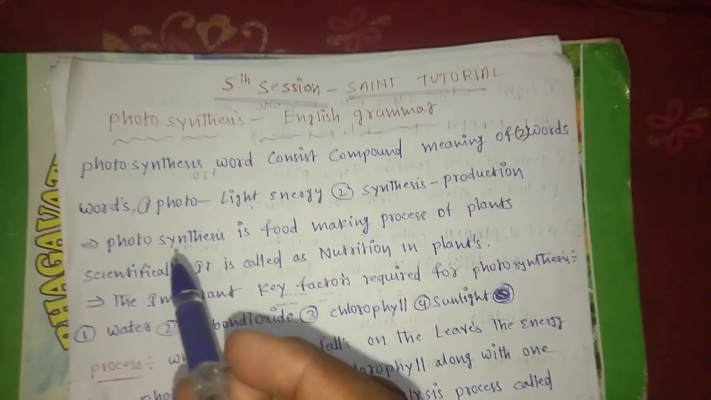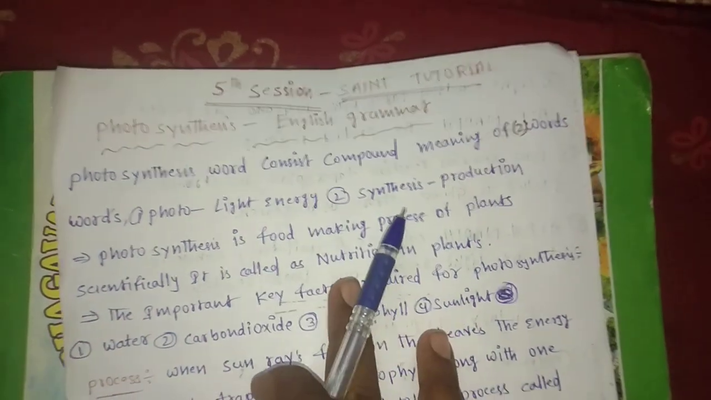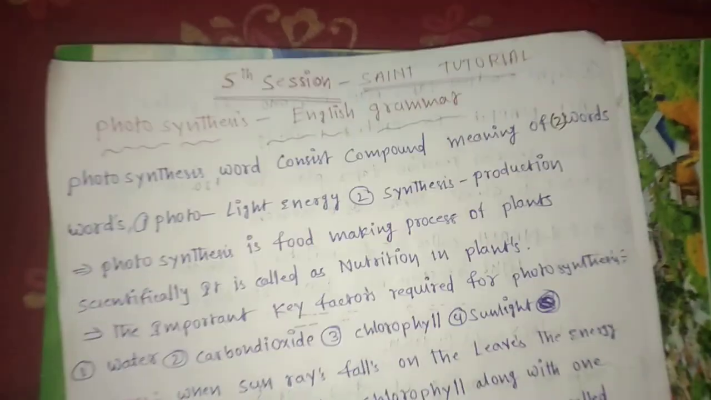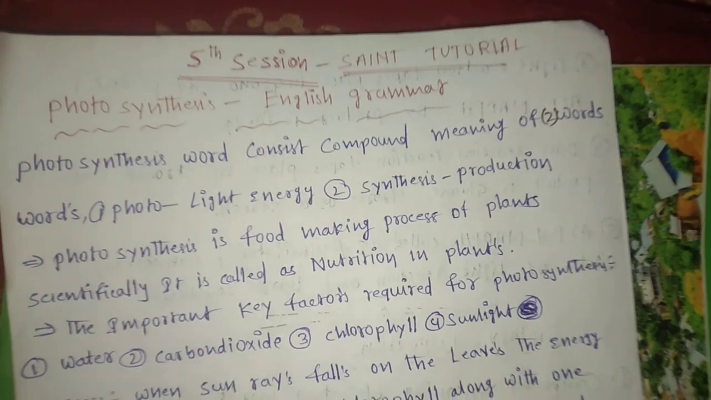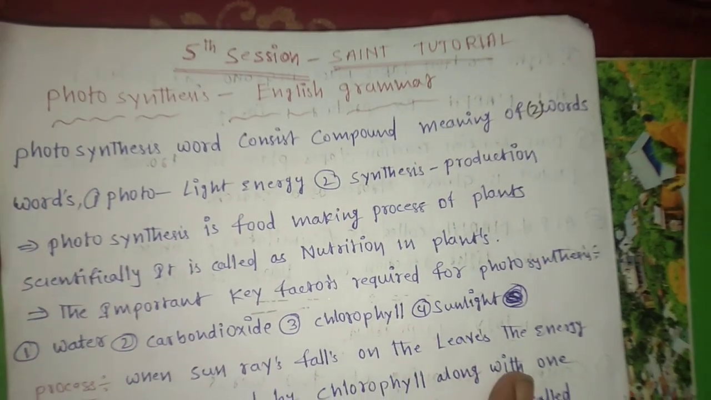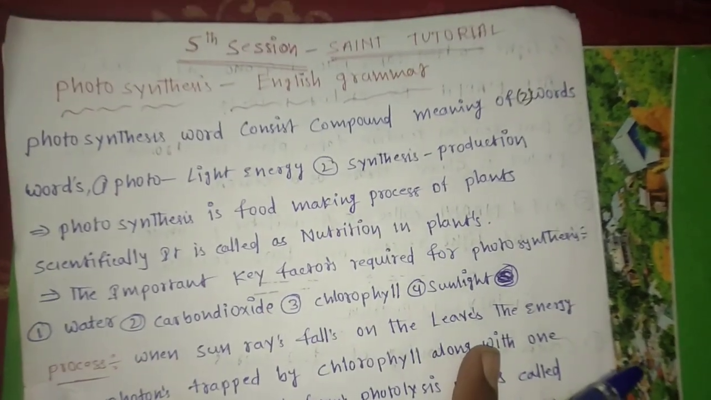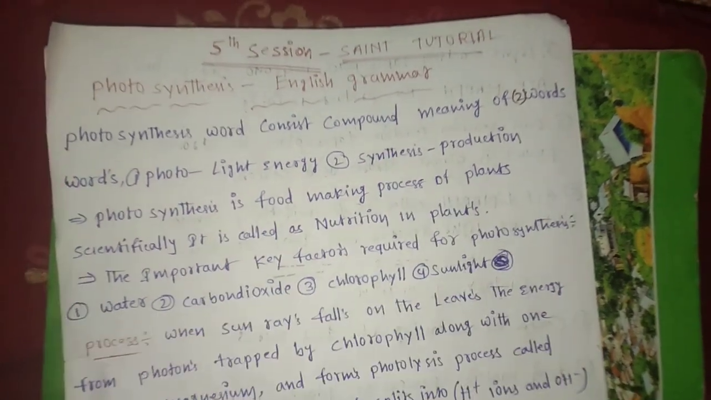So today's topic is photosynthesis and English grammar. Everyone knows the word photosynthesis, but they don't have a clear idea of what photosynthesis is. This is a requested video from my students, so I am explaining very clearly what photosynthesis is. Before starting the topic, I have to explain to you about the chloroplast.